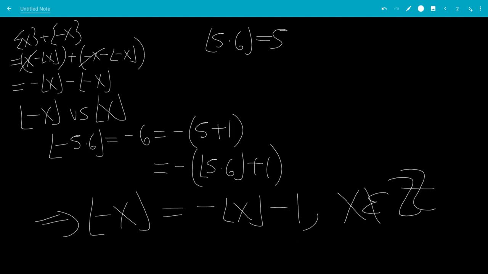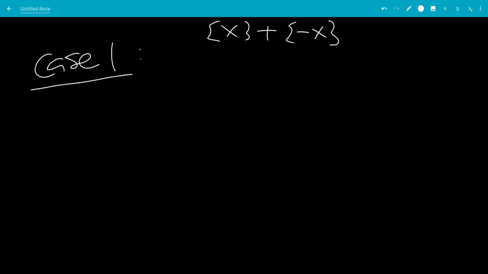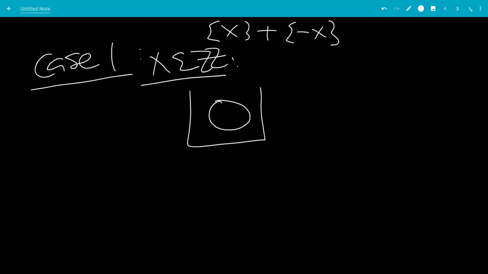So case 1, for the fractional part of x plus the fractional part of negative x: if x is an integer, we immediately get 0. So that is case 1. And let me rewrite the epsilon so people don't get mad at me in the comments.